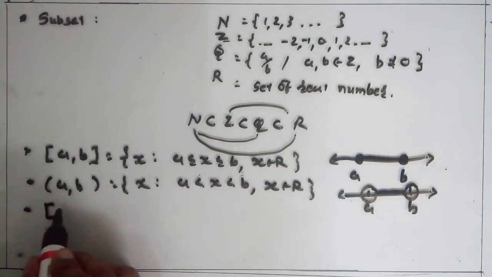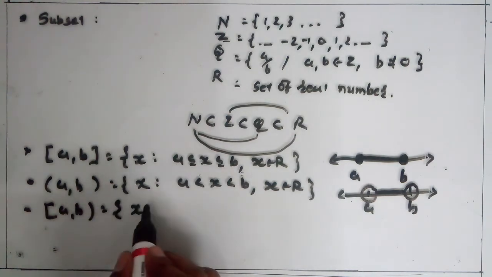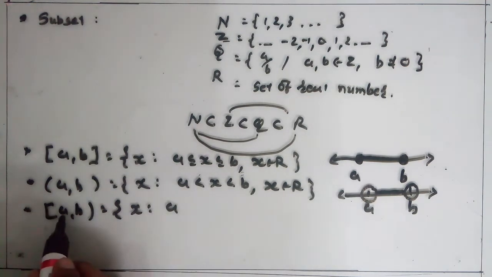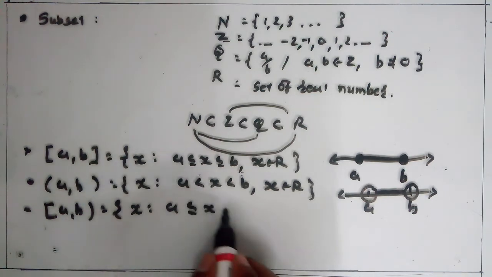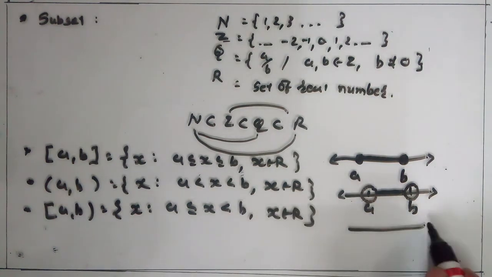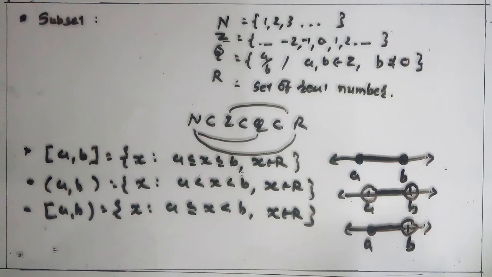So this is an open interval. Similarly, the closed-open interval, the mixed interval, is the set of all real numbers such that a is contained, so a ≤ x, b is not contained, so only x < b, x belongs to R. Clear this? On a real line, we know that a is contained, so bold at a, b is not contained, so draw the circle at b, and all real numbers between a and b, so bold the line between a and b.